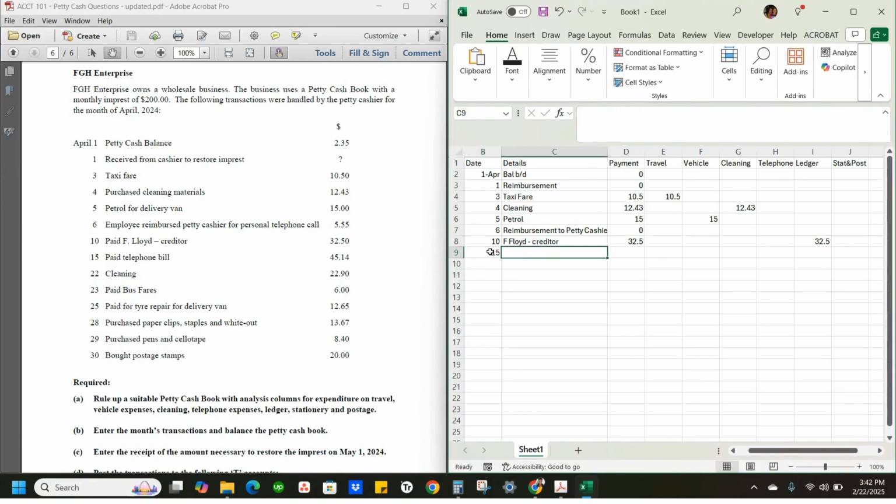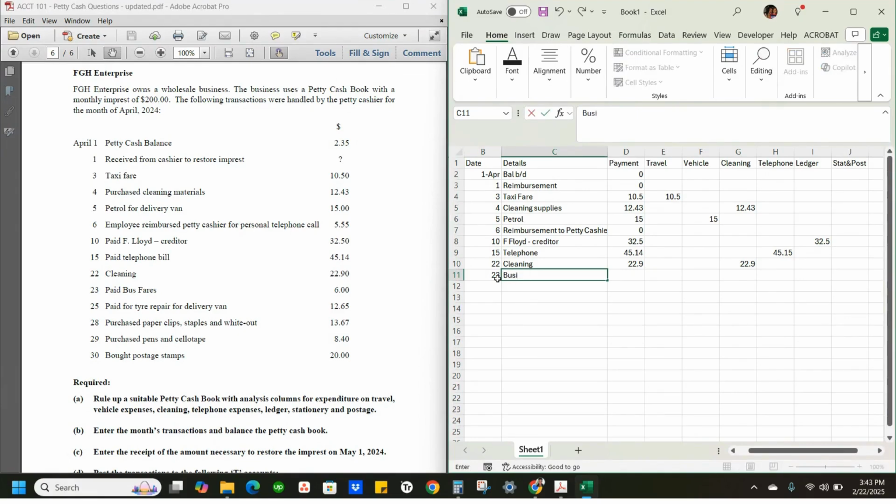Okay. On the 15th, we paid the telephone bill. This was $45.14. Telephone column, $45.14. On the 22nd, we had another cleaning. Well, first one was cleaning supplies, but this one is an actual cleaning for $22.90. Just let me put up here cleaning supplies so we're clear, because there is a difference. But all of them will still go into the cleaning expense column, $22.90.